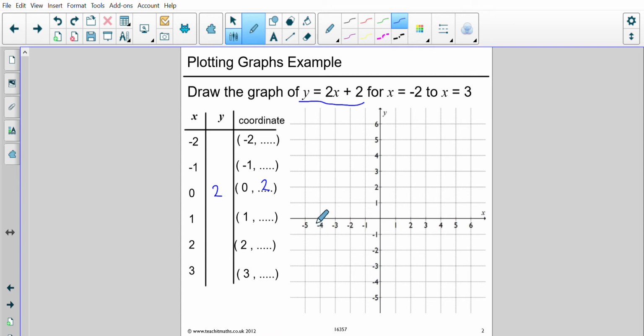So I can plot that point. That point is 0 across and 2 up. And when we plot coordinates on graphs, we do a small cross. So I've got 0, 2. Let's have a look at when x is 1.